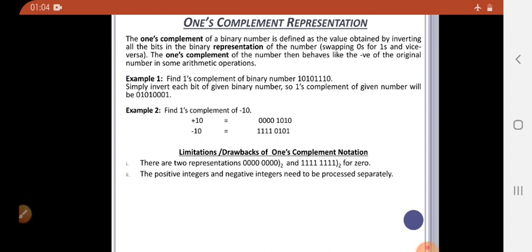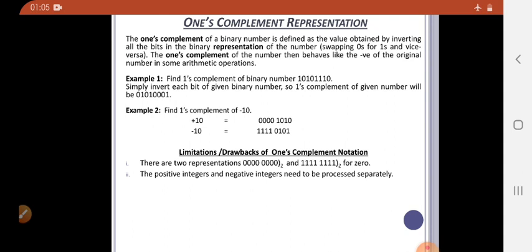The 1's complement of the binary number 10101110. Now what you have to do? Simply just invert it, as I told you before. In place of 1, write 0. In place of 0, write 1. Invert each bit of the given binary number. So the 1's complement of the given number will be 01010001. Here you can see all 1's are inverted to 0 and all 0's are inverted to 1.